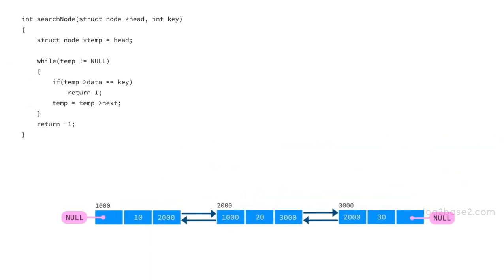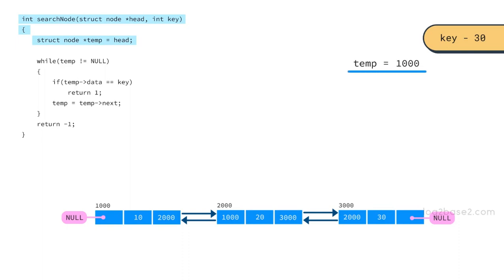And this is the code to implement the program. The function search node will be doing the search operation and returns the result of search. We are passing the head of the linked list and the key to be searched into the function. And if the search is successful, the function will return 1, and if it is not, the function will return -1. So as we discussed, we have to iterate over the linked list. So let us create temp pointing to head so that we can start iterating from the beginning. So the address of head node, which is 1000 here, is stored to temp.